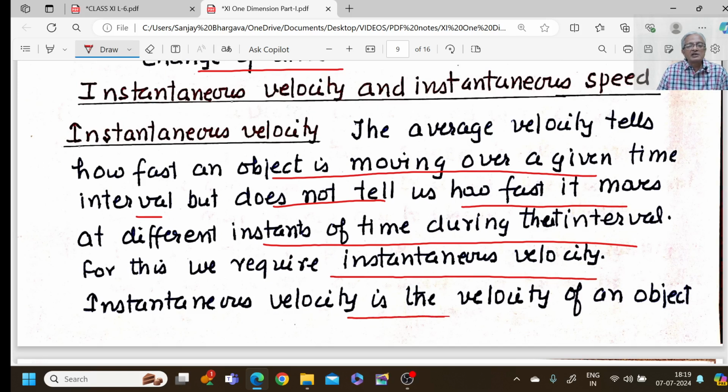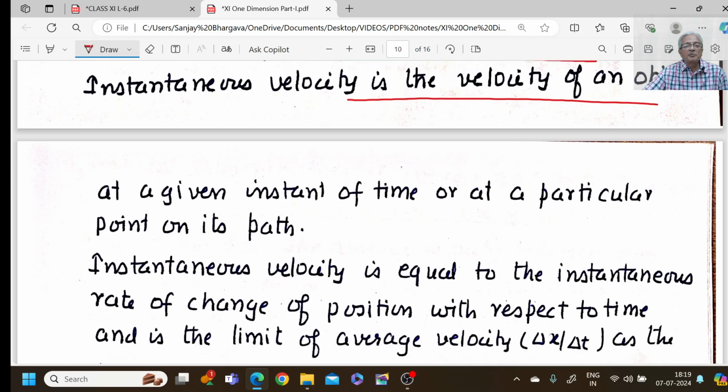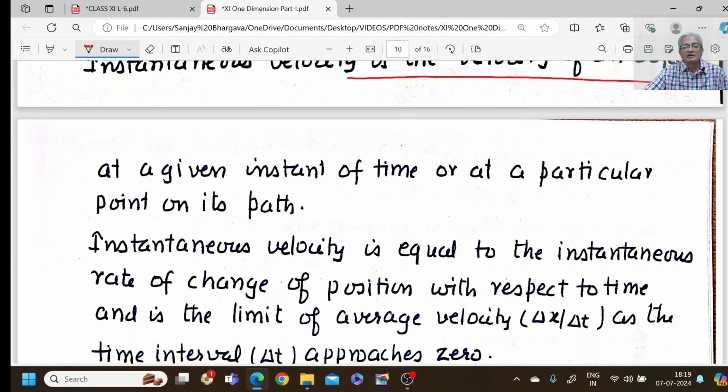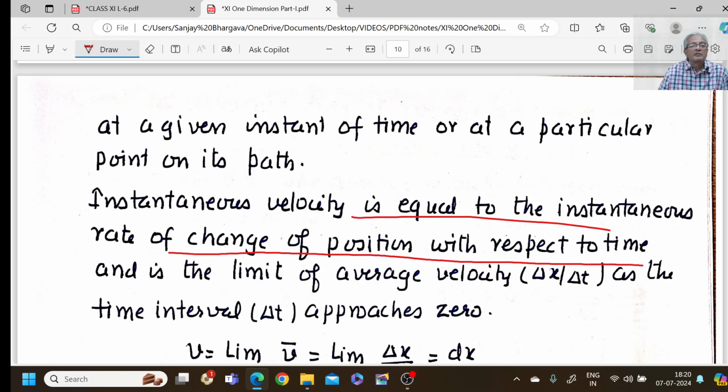Instantaneous velocity is the velocity of an object at a given instant of time or at a particular point on its path. So, instantaneous velocity is a specific velocity at a given time or at a given position. Instantaneous velocity is equal to the instantaneous rate of change of position with respect to time, and is the limit of average velocity delta x by delta t as the time interval delta t approaches 0.